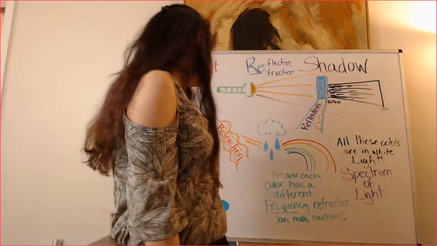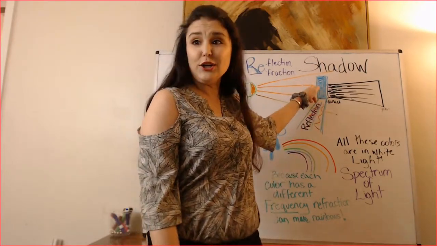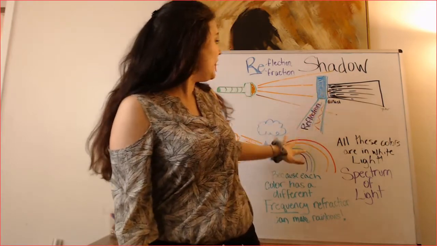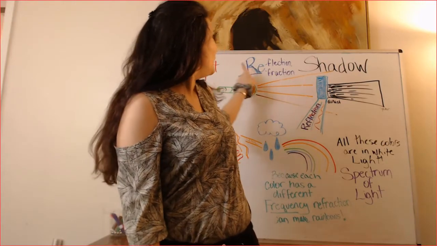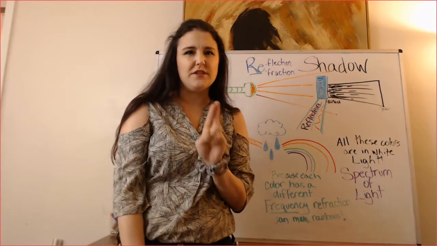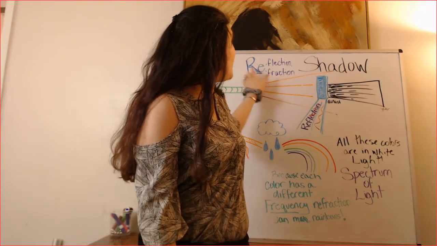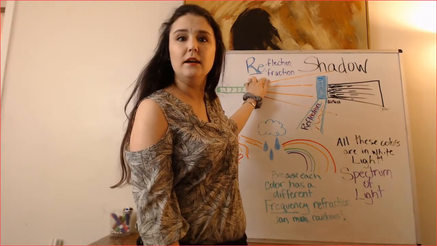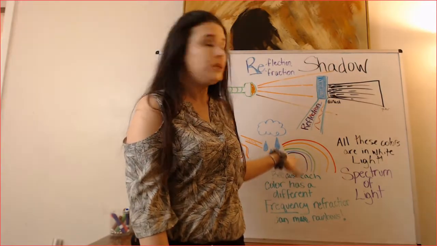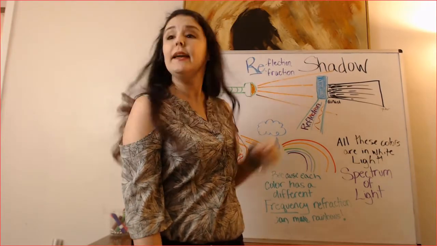Okay, now something else would happen if this little object right here is shiny like a mirror. It's going to reflect light. We talked earlier about how when you're reading words, you want to see what parts are the same, right? So both reflection and refraction start with R-E. Reflection is the light that bounces off, and refraction is how light is bent.